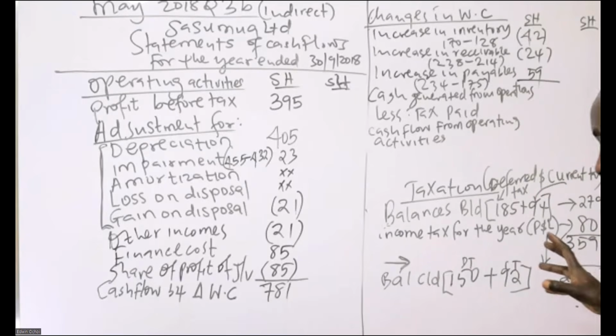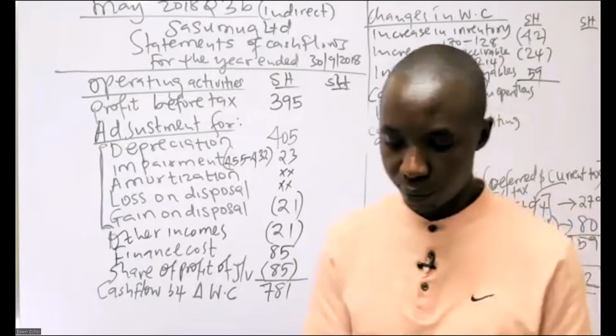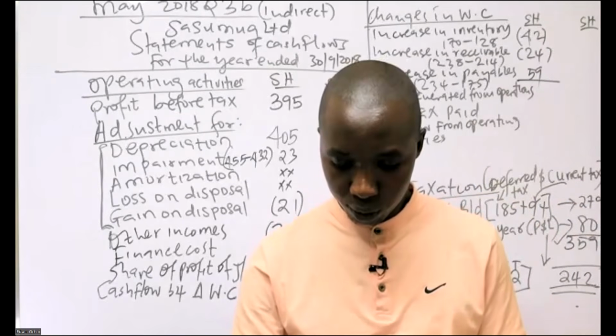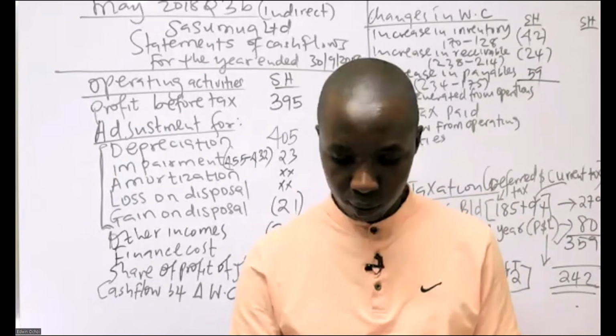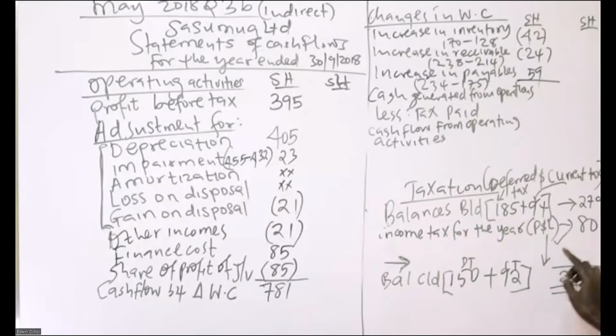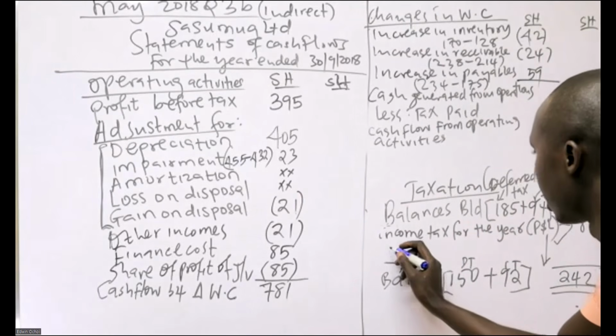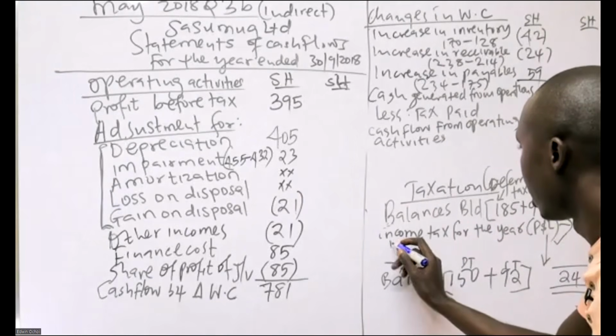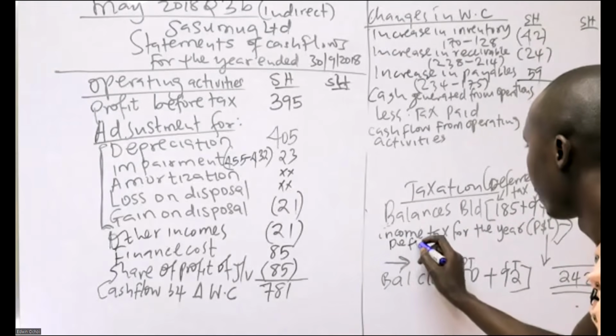But now there's one thing I think I have not mentioned here, which I can see from my question. Before I mention this 359, there must be deferred tax due to revaluation.